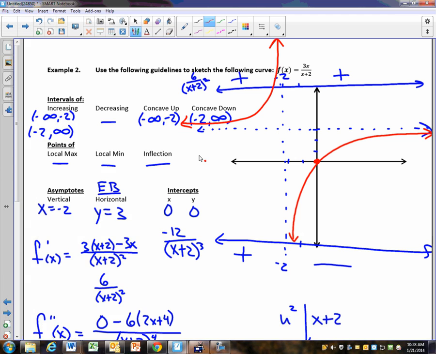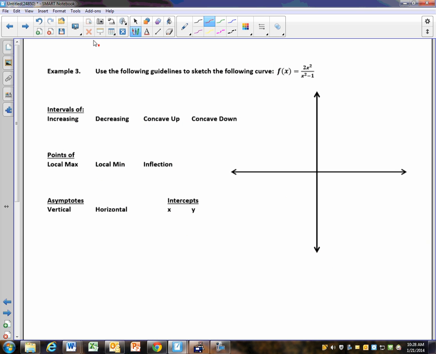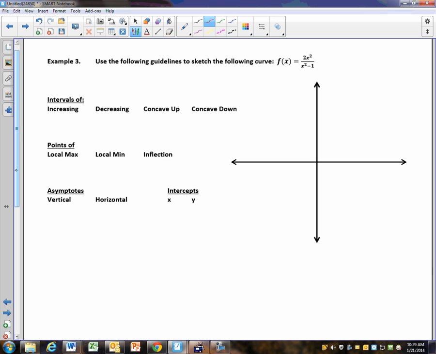All right, let's try another one. This one's a little trickier. You tell me. Let's start with the asymptotes. Vertical asymptotes. Where's this function undefined? 1 and -1. Yep.